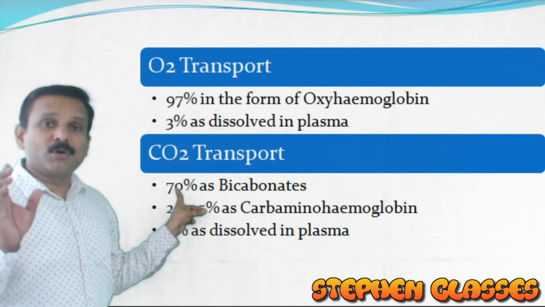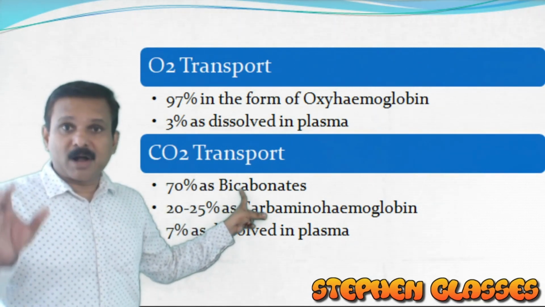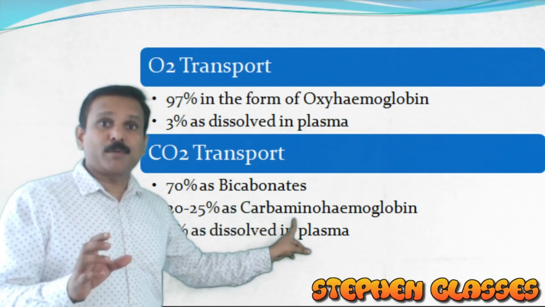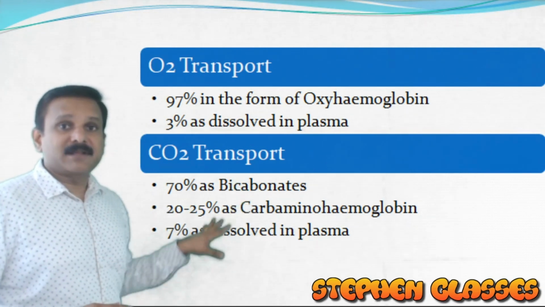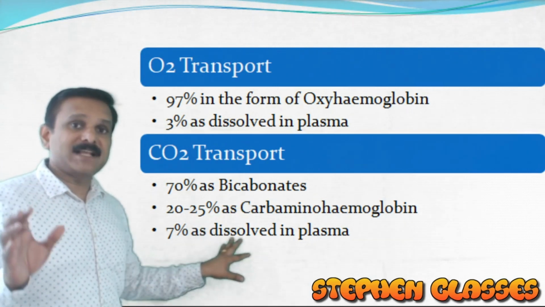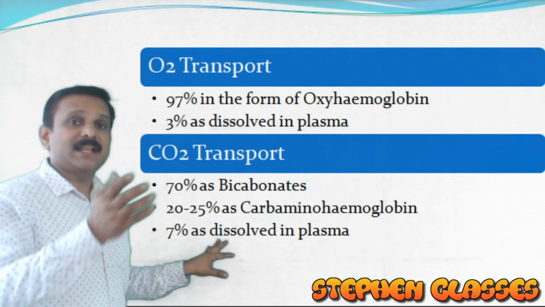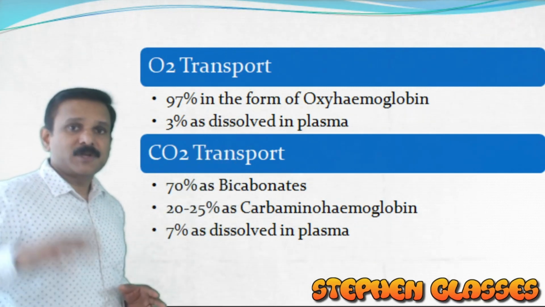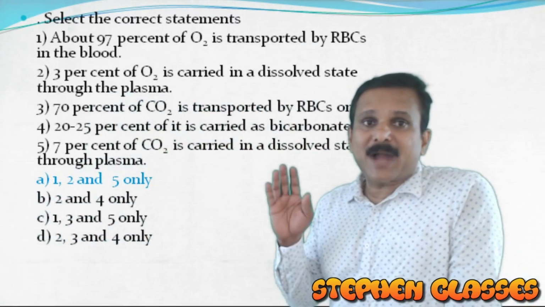70% of carbon dioxide will move as bicarbonates. So the majority of carbon dioxide is moving in the form of bicarbonates, and 20 to 25% as carbaminohemoglobin, in combination with the amino group of hemoglobin, and the remaining 7% will be transported as dissolved in plasma. So carbon dioxide can also be dissolved in plasma and transported in the dissolved condition. So these are the ways in which these respiratory gases are getting transported. So we have the question now. When you answer this question, statements 1, 2 and 5 are correct.